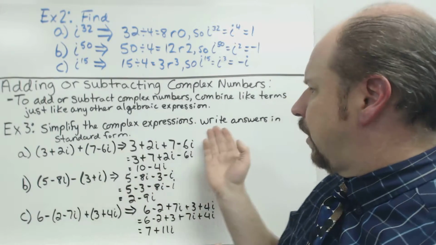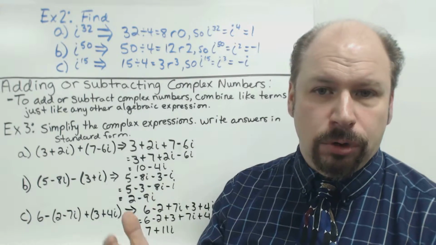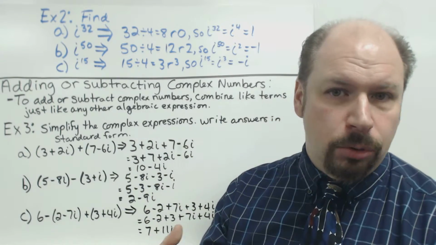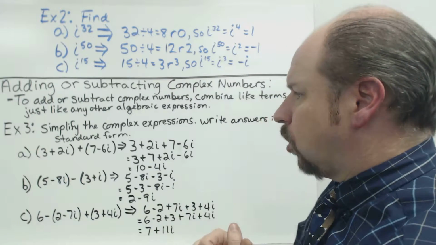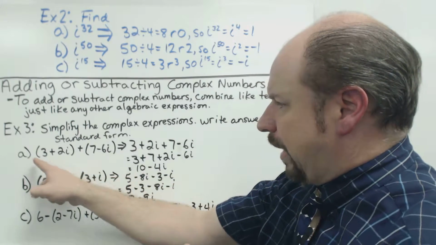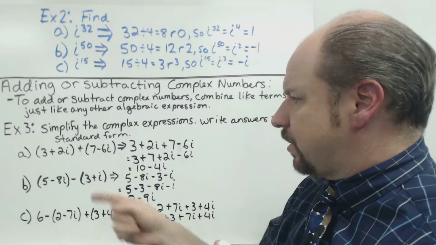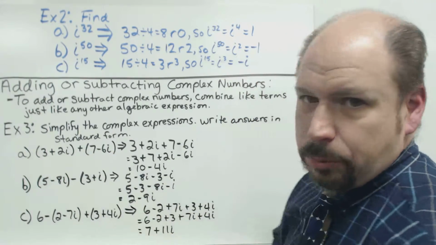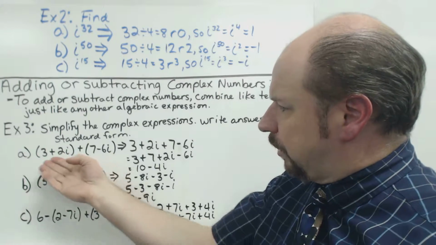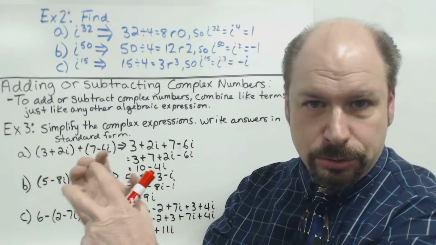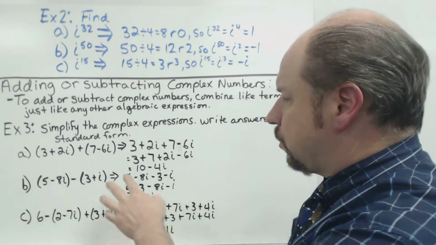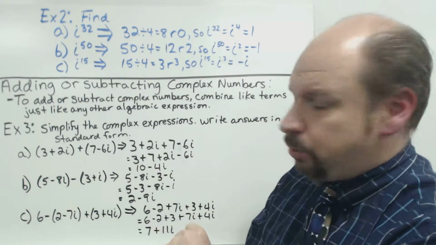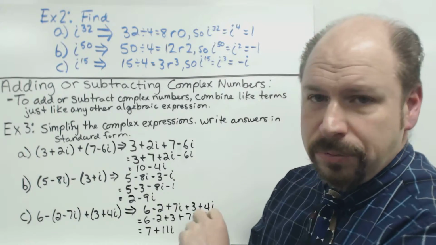Any of these, even if I don't put "write answers in standard form" in the directions, just get into the habit of writing them always in standard form whenever possible. Okay, so in example A, (3 + 2i) + (7 - 6i). So this is a complex number, this is a complex number. I just put the parentheses in there to show you that we're adding 2 separate complex numbers. So we don't really need those parentheses though, so we can just write it out. 3 + 2i + 7 - 6i.